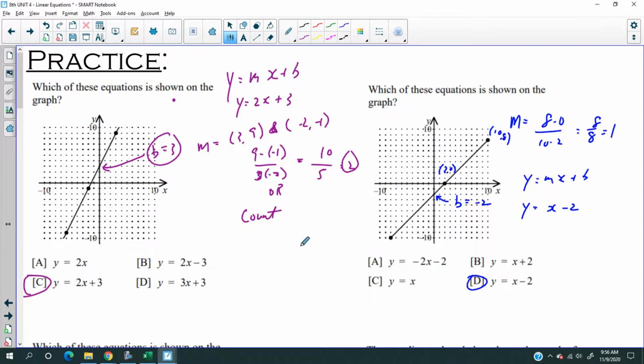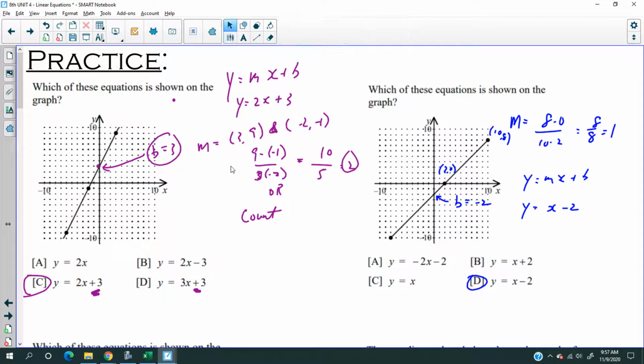Okay, that was pretty fast for me. Now, let's see, where do I start first? In order to get the equation for this, I need to look for the y-intercept first, which I found right here. That was 3. So I knew that my answer has to have a plus 3 at the end. That leaves me with C or D. And then now I have to calculate the slope.